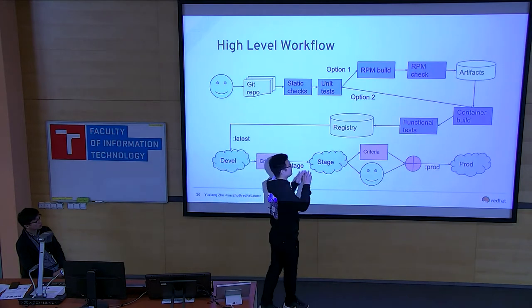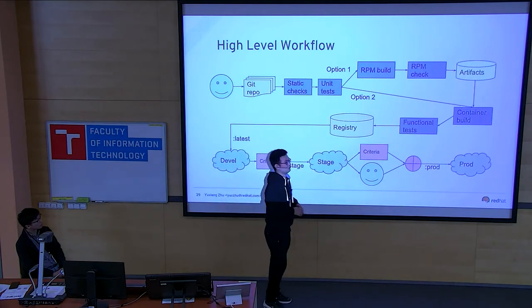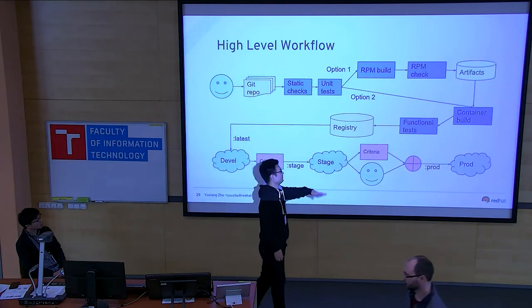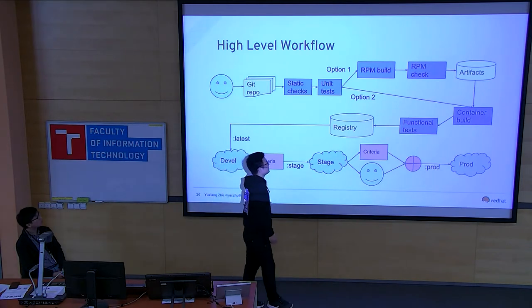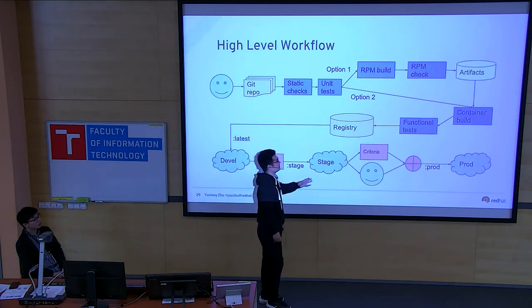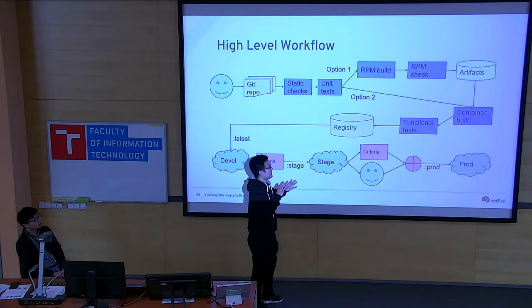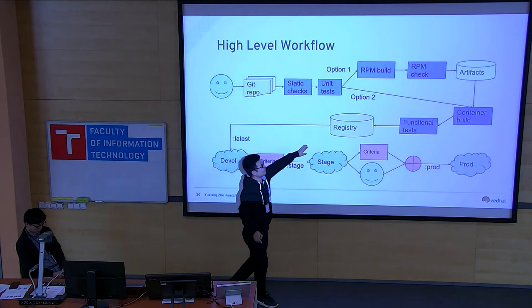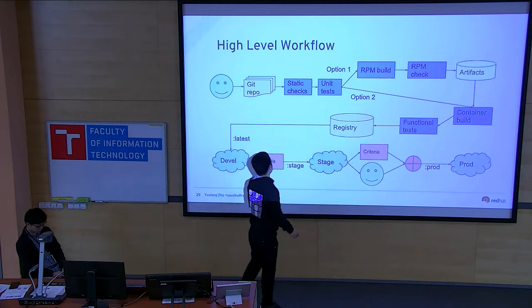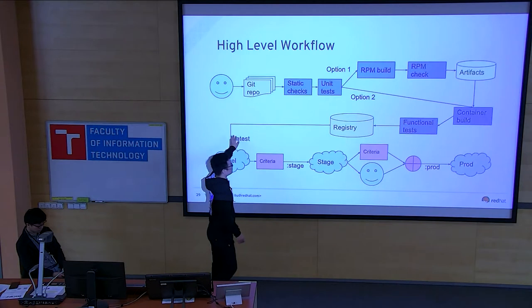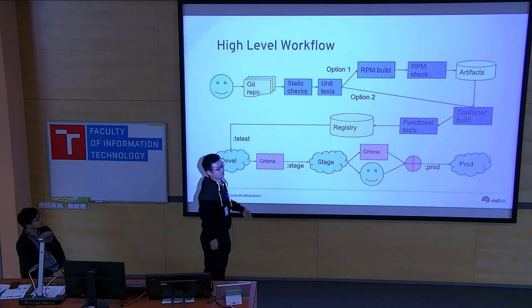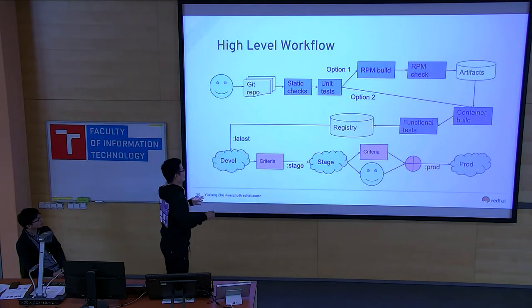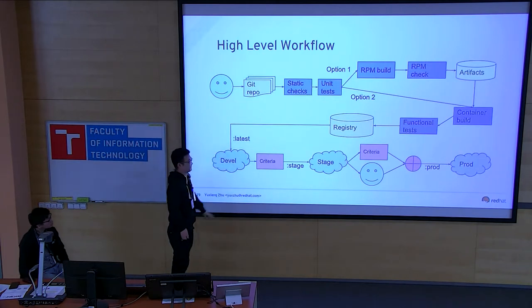Then the image will be deployed into a temporary environment. And we will run some functional tests and other high-level tests on it. If all tests pass, we will tag the image as latest and push it into the container registry. So when the image is tagged as latest, we have the confidence that the image is good enough to deploy into a development environment.